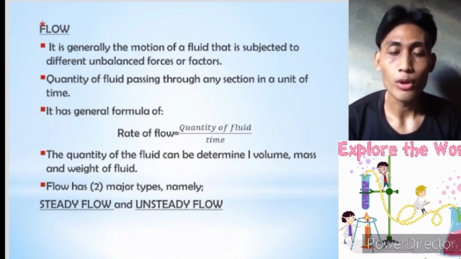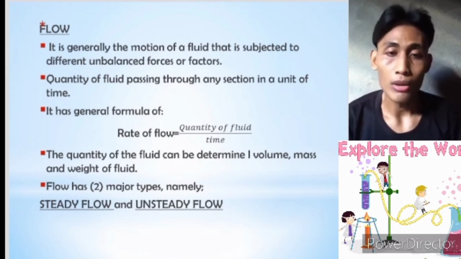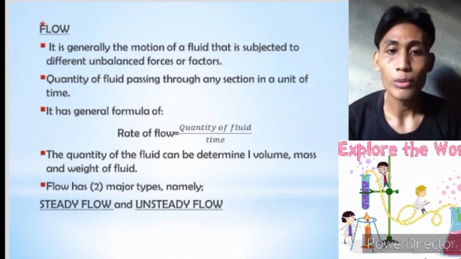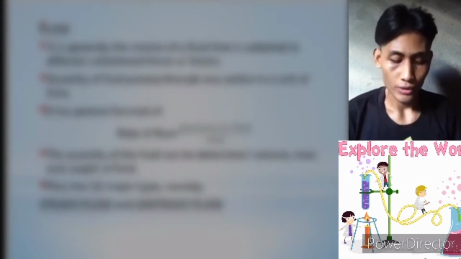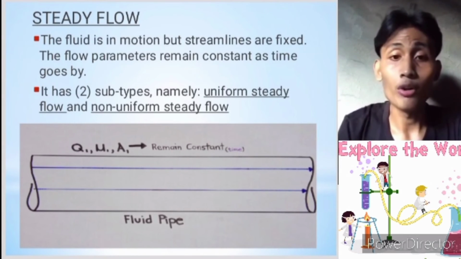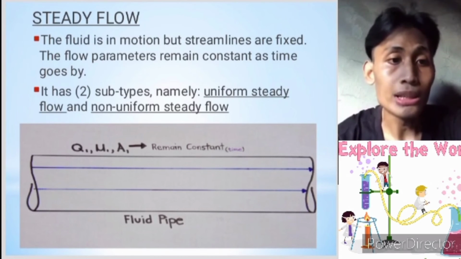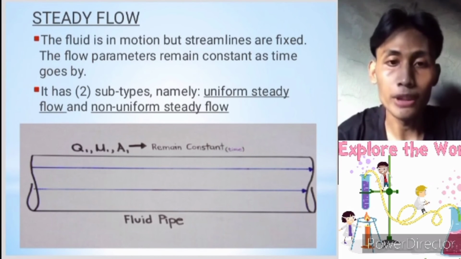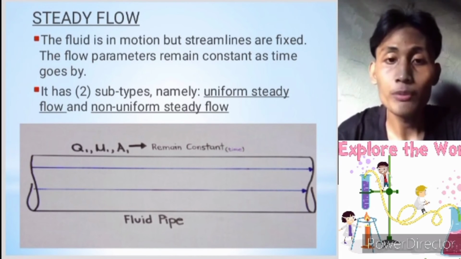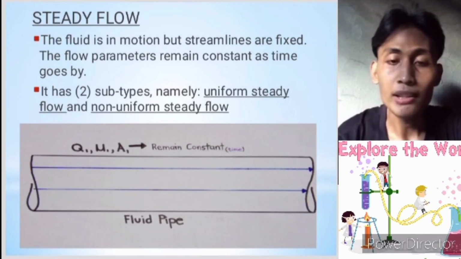When we say steady flow, from the word itself na steady, which means hindi nagbabago. While yung unsteady flow, from the word itself also na unsteady, which means may pagbabago. So, start po tayo sa first major type ng flow na steady flow. When we say steady flow po kasi, the fluid is in motion but streamlines are fixed. So, as you can see in the figure below, yung status po ng pag-flow nito sa fluid pipe ay hindi nagbabago. Kaya nga po siya naging steady flow.